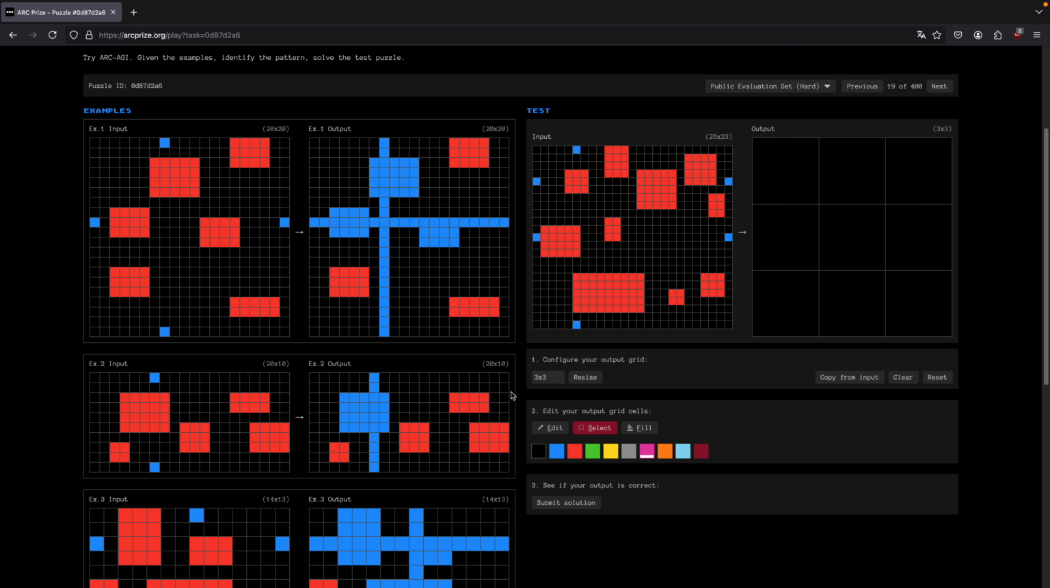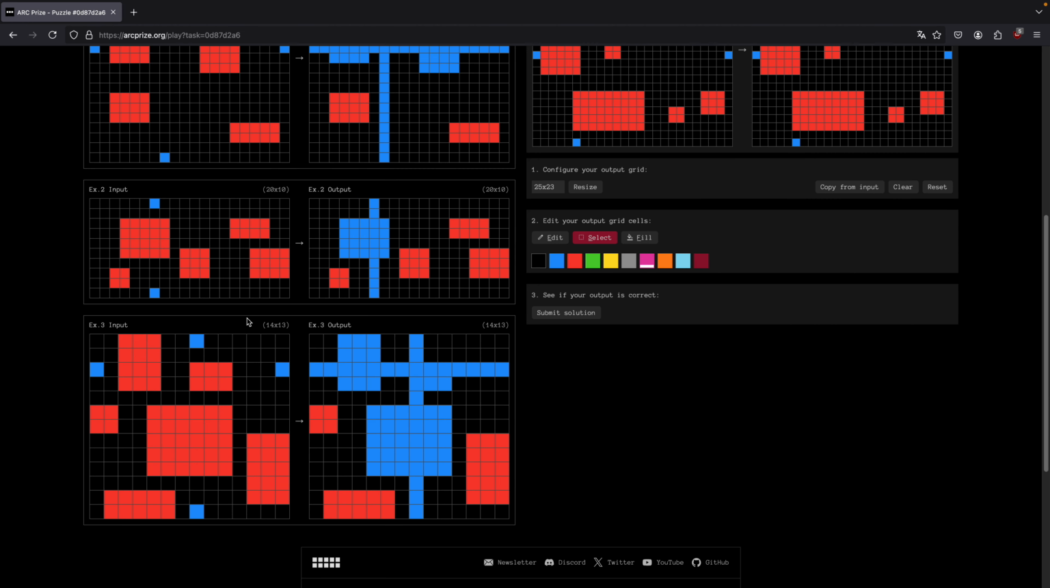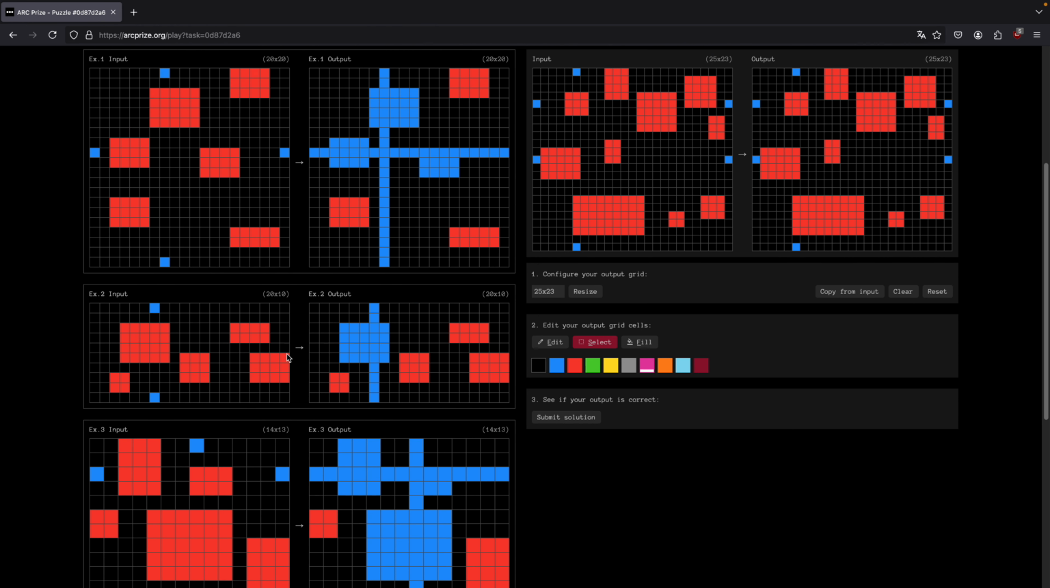This is a controversial puzzle. We see that between the input and the output the grid is the same size in all cases. So the first thing we do is copy from the input. We see that in all inputs there are some blue squares located on the edges of the grid. In the output, these blue squares are connected with either horizontal or vertical long lines.